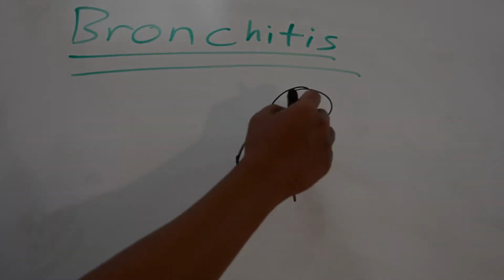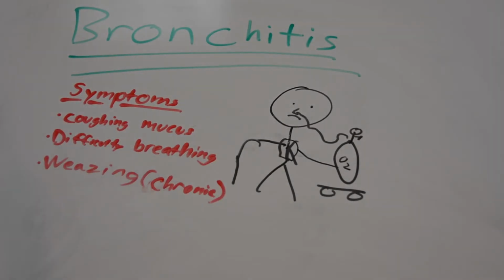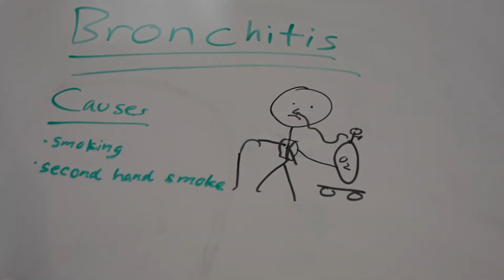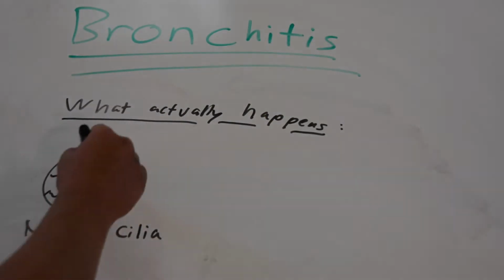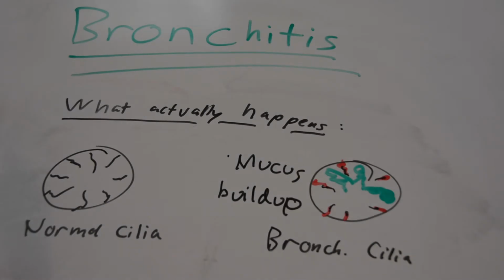Bronchitis is a disease that occurs when the bronchial tubes get inflamed. Symptoms include coughing up mucus, wheezing, and difficulty breathing. Bronchitis in most cases is caused by smoking. The chemicals in cigarette smoke damage cilia, tiny hair-like appendages in your airway that clean up mucus. The result is a buildup of mucus in the bronchial tubes.